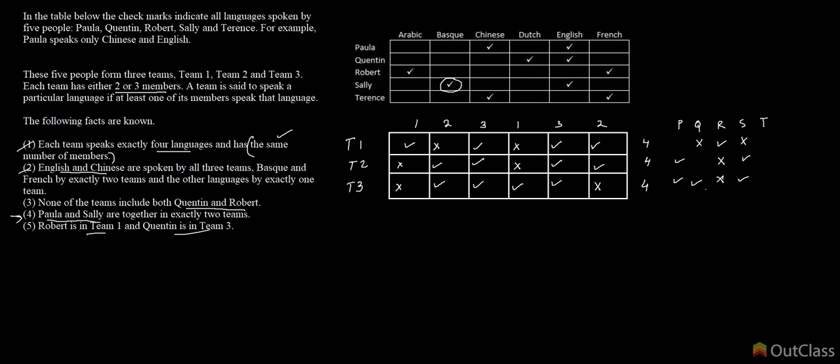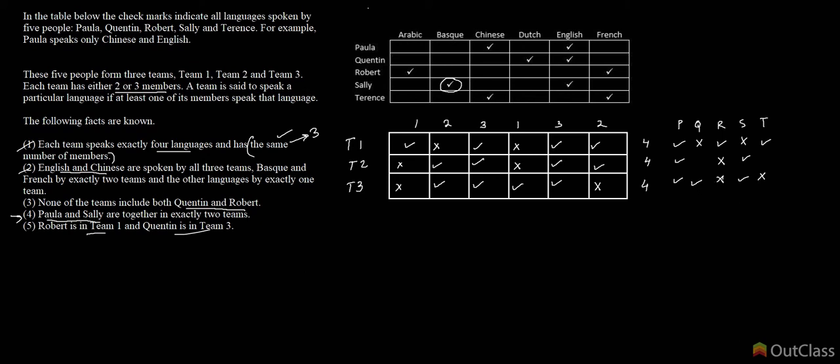Now you see that team 3 already has 3 members now. That means the size of each team is 3 and not 2, and we can have a cross here. Since we have 2 crosses, the other 2 should be ticks. And then it comes to team 2. Who is the third person in team 2?